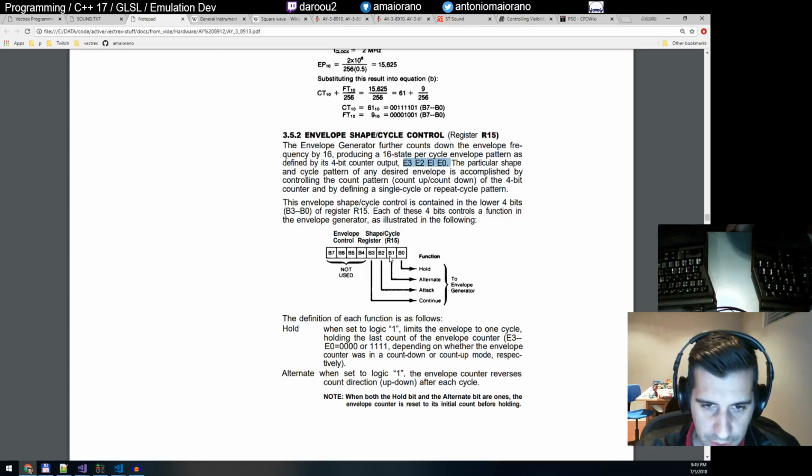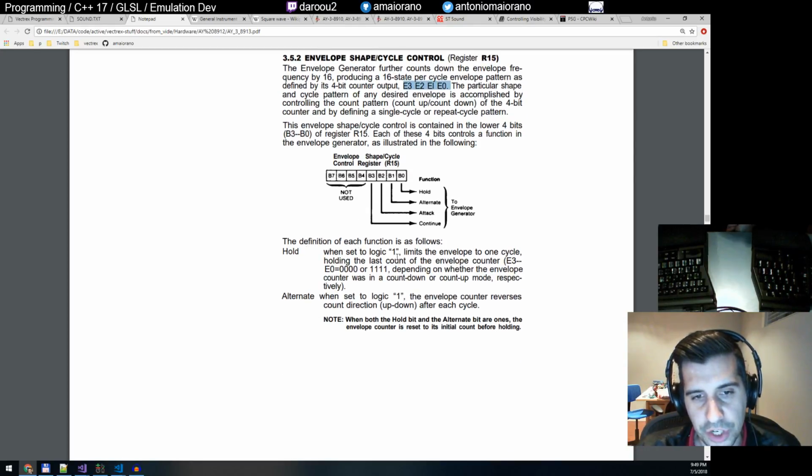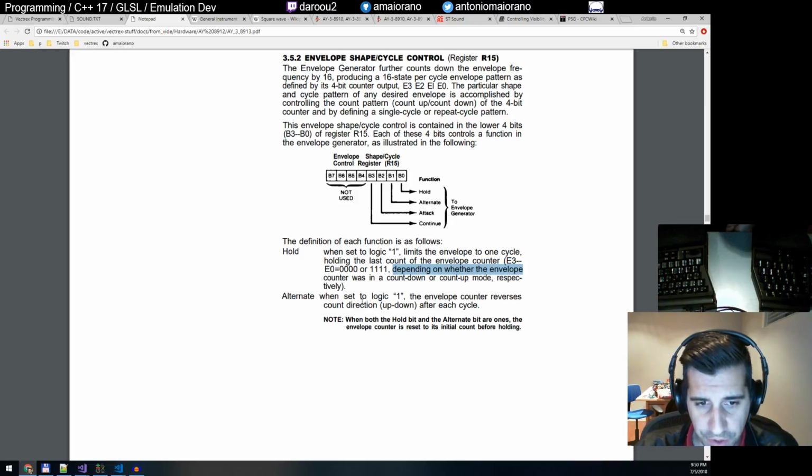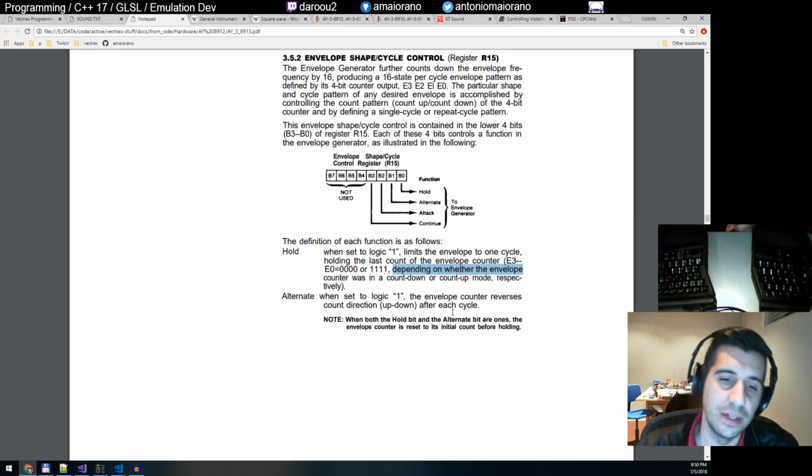So we have hold, alternate, attack, and continue. The definition of each function is as follows. Hold, when set to logic 1, limits the envelope to 1 cycle, holding the last count of the envelope counter, depending on whether the envelope counter was in a countdown or a count up mode, respectively. Alternate. When set to logic 1, the envelope counter reverses count direction, up or down, after each cycle. Okay.